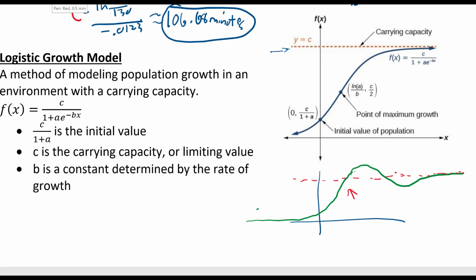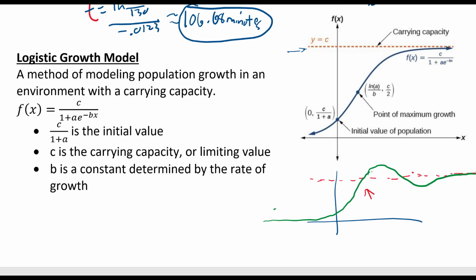So the logistic growth model is a method of modeling population growth in an environment with a carrying capacity. f(x) equals c over 1 plus a e to the negative bx. So c over 1 plus a is the initial value. c is the carrying capacity or limiting value. b is a constant determined by the rate of growth. So we could do some calculations.